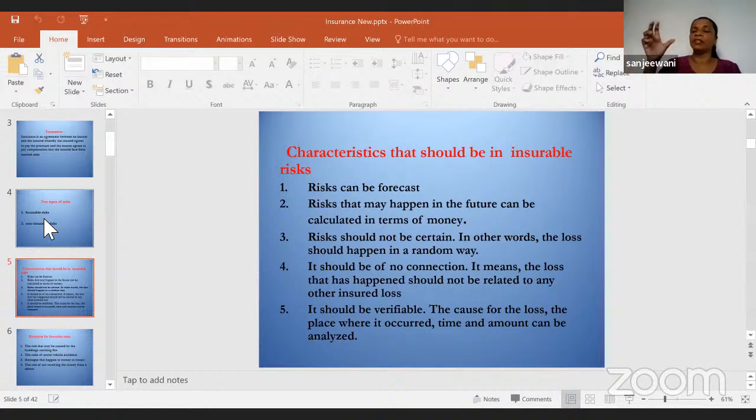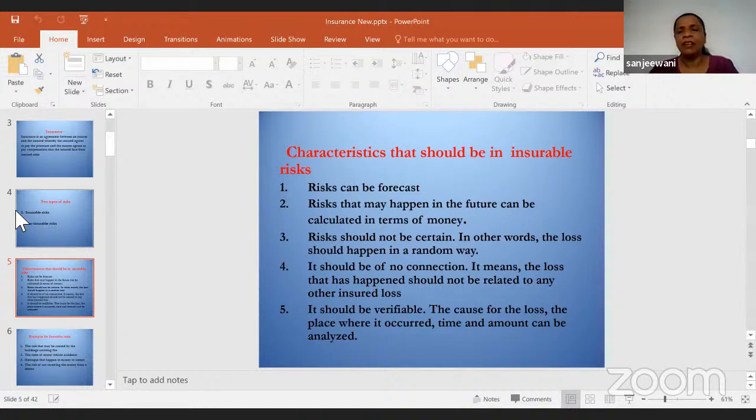The risk that will happen in future can be calculated in terms of money, and the risk should not be certain. In other words, the loss should happen in a random way. For example, your car might face an accident, and in a different way, next month again your car might face an accident.